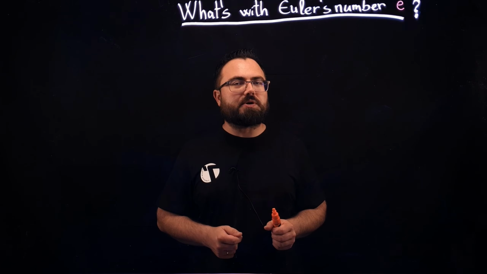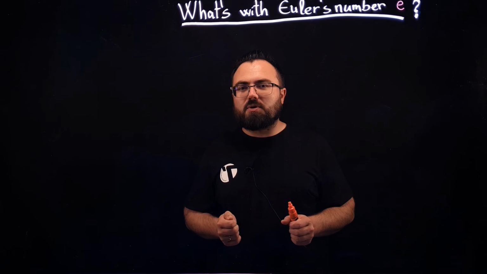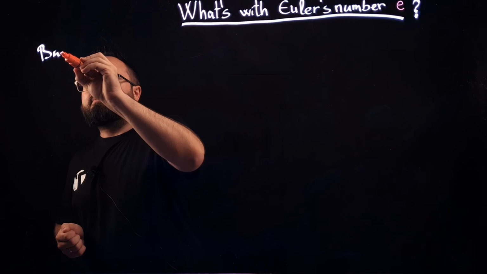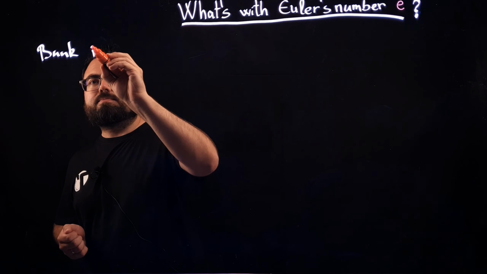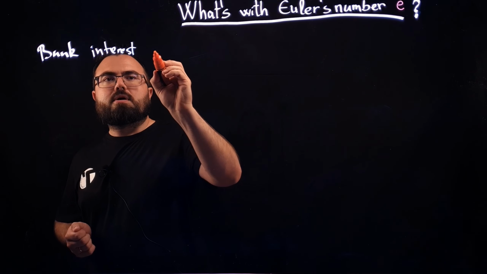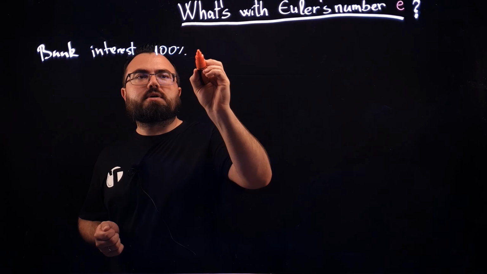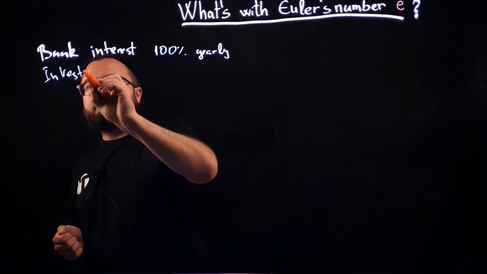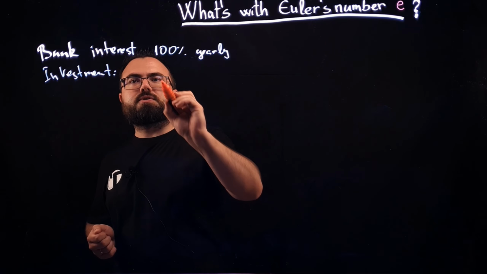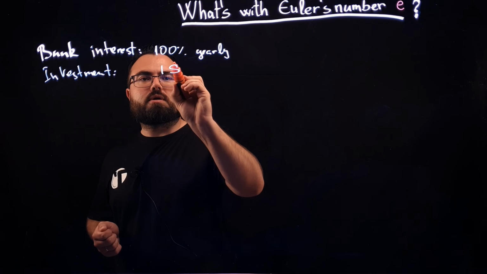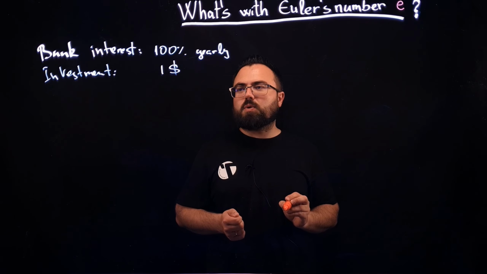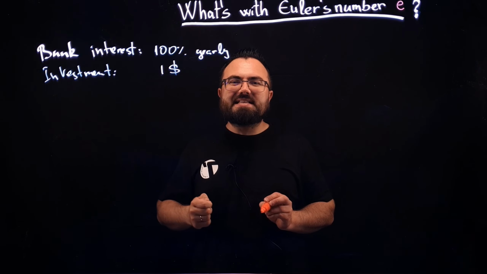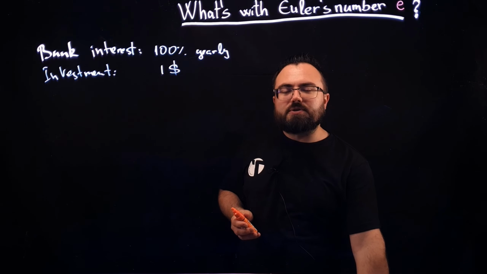which this constant occurred. It was Bernoulli, around some centuries ago, who first posed the following question. You have a bank that offers an interest of 100% yearly. And you have an investment that is $1. That's the initial investment. And the question is, what happens if this interest of 100% yearly is capitalized in different ways?